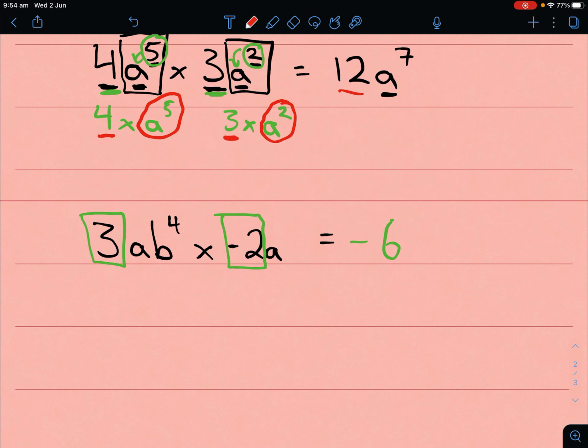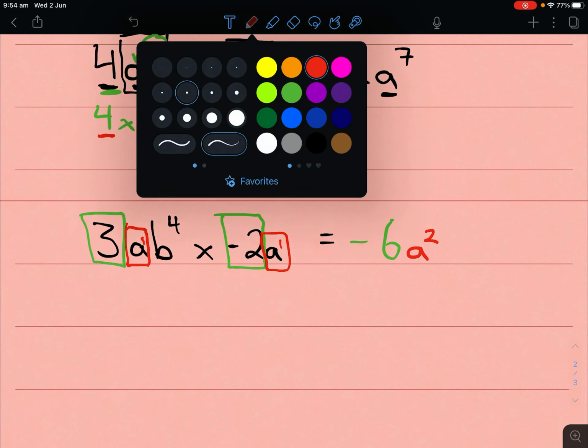Then let's look at the letters involved, I guess, so the variables. So the first one up here is a, and over here we've also got an a. So we've got a times a, and if you think about the powers that would be there, it would be a 1 and a 1. We just don't normally write it if it's 1. So a times a, that's going to lead us to a squared, because same base number and we add those ones. 1 plus 1 is 2.